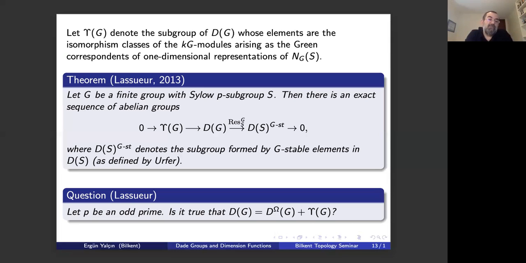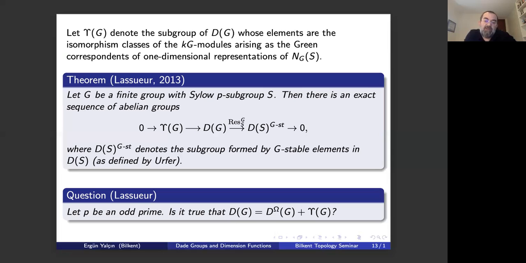I mean, the complete description of DG is still not there. We know the DS, but the G-stable elements of any group may not be that easy to compute. So there is no explicit description of DG. We don't know it, that's why we're computing it.